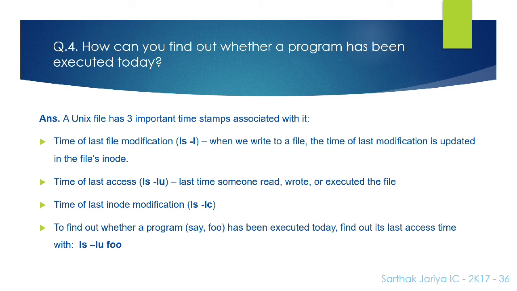How can you find out whether a program has been executed today? A UNIX file has three important timestamps associated with it. Time of last file modification. When we write to a file, the time of last modification is updated in the file's inode. Time of last access. Last time someone read, wrote or executed a file. Time of last inode modification. To find out whether a program has been executed today, find out its last access time with ls -lu foo.